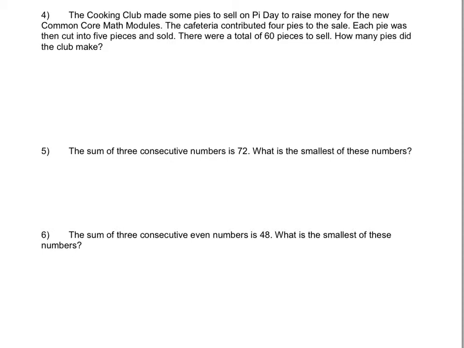Number 4. The cooking club made some pies to sell on Pi Day to raise money for the new Common Core math modules. The cafeteria contributed 4 pies to the sale. Each pie was then cut into 5 pieces and sold. There were a total of 60 pieces to sell. How many pies did the club make?